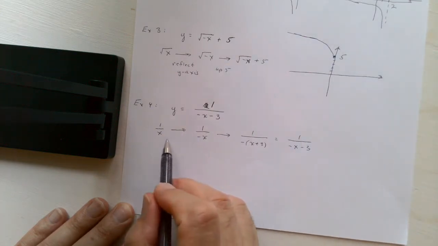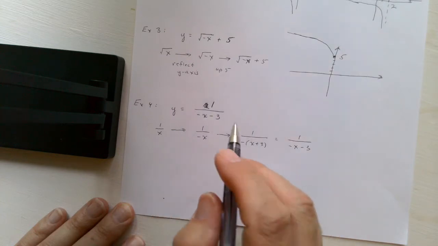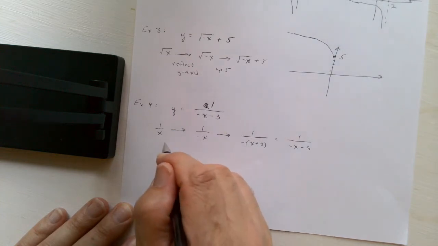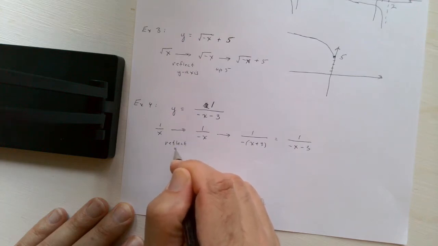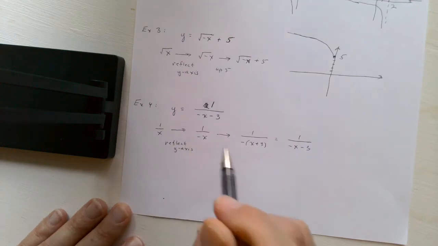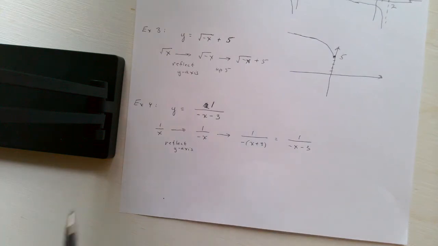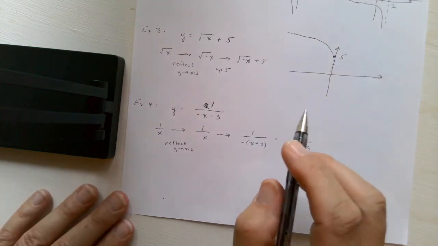Okay, so this first transformation is a reflection through the y-axis. And actually, if you think about it, this will also be a reflection through the x-axis, because you can bring the minus sign up here. And then we add 3. Then, because we're replacing x with x plus 3, this is going to be a shift to the left 3 units.